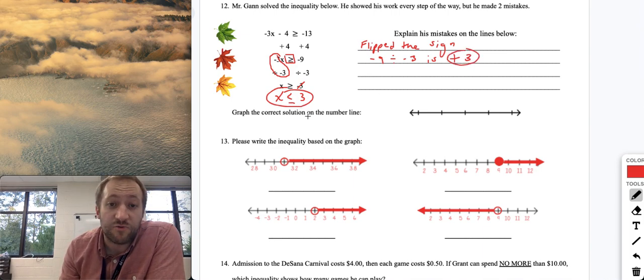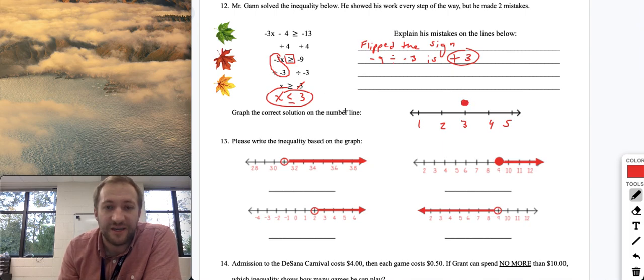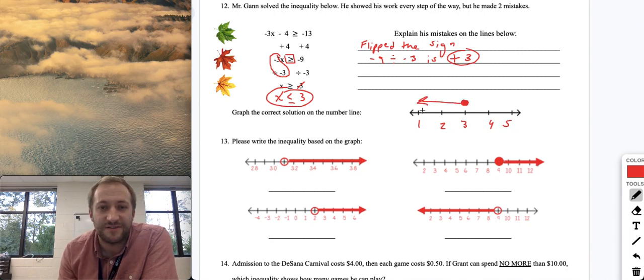So if this is my correct solution, let's go and graph it. I have 3, 2, 1, 4, 5. I'll go find my 3 up here. I'm going to close the circle because I have that equal to sign underneath. X is any number that is less than 3. All my numbers that are less than 3 are going this way to the left.